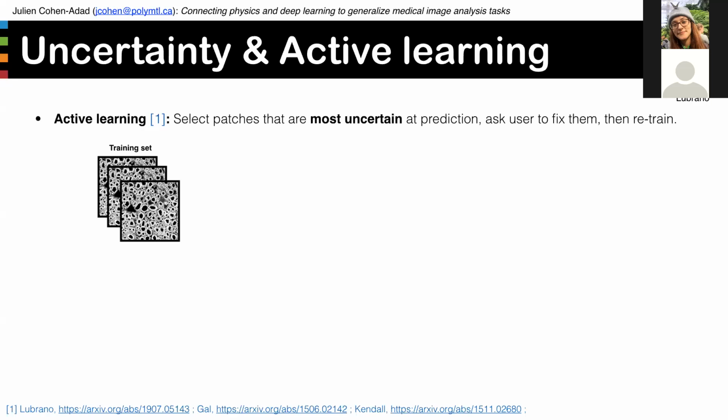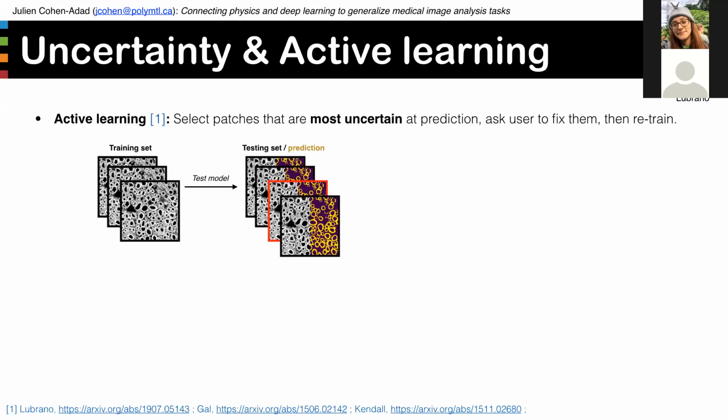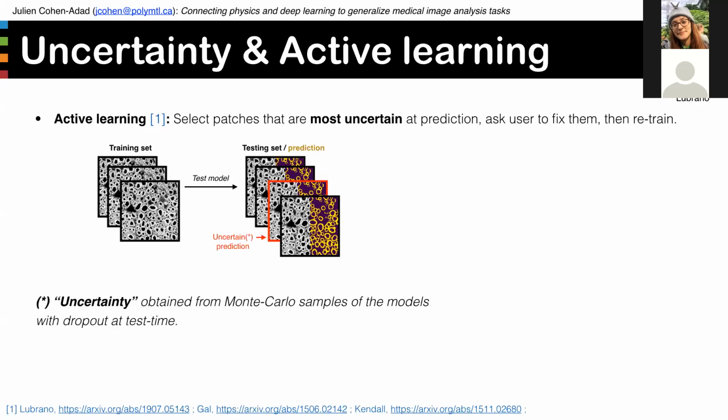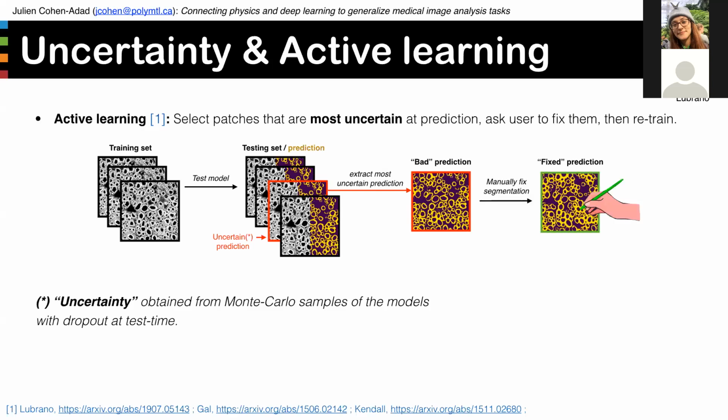We have a training set with an existing model. We train the model, and then we select the most uncertain inference results. And this uncertainty can be defined in different ways with a Bayesian framework, but here we use Monte Carlo sampling of models with dropouts at test time. So we pick this bad prediction, and then we manually fix it, which usually takes less than 1 minute. And then we add this fixed prediction as a new ground truth for retraining the model.